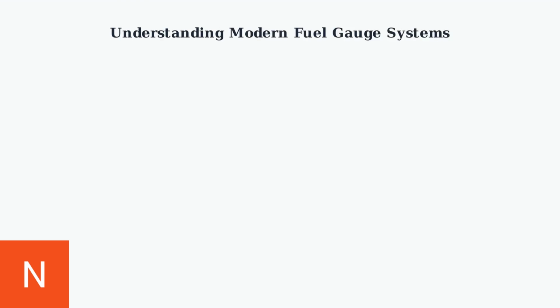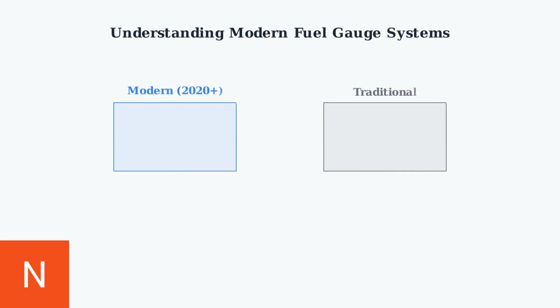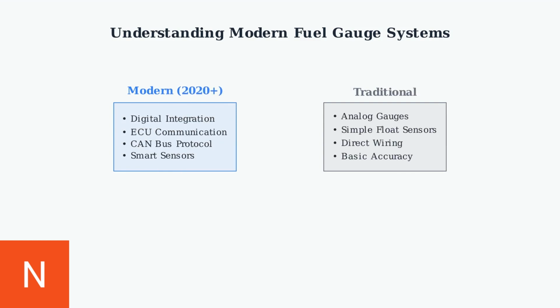Modern fuel gauge systems have evolved significantly, especially in vehicles manufactured after 2020. These systems are now digitally integrated with the car's engine control unit and use advanced communication protocols. The key difference between modern and traditional fuel gauge systems lies in their integration and communication methods. Modern systems use digital protocols, while traditional systems rely on simple analog connections.